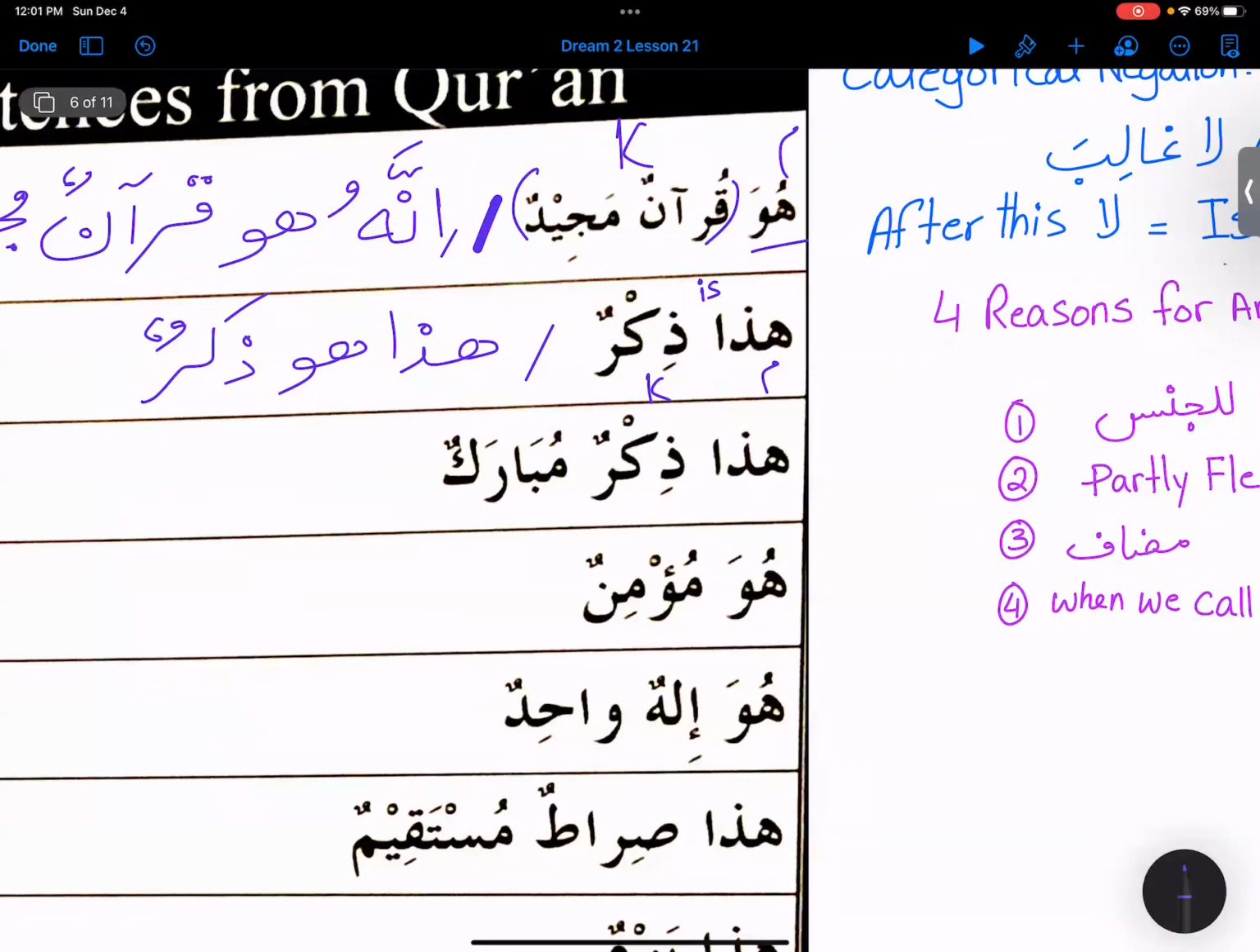Simple sentence. Now, if I want to emphasize it, what should I do? Haza hu. Huma. Hua. Haza hua. Or haza hua azikru, right? This is the zikr, this is the reminder, this is the nasiha. So after hua, haza hua zikrun or haza hua azikru. So I can even put al over here, both ways fine. Then I need to remove this one, right? Or I can bring inna.